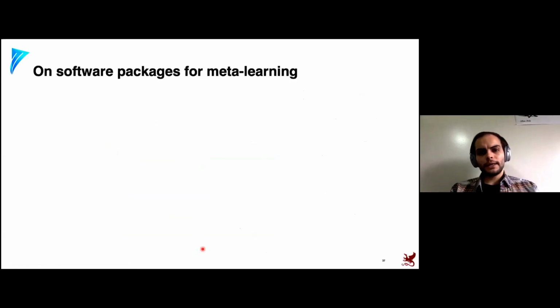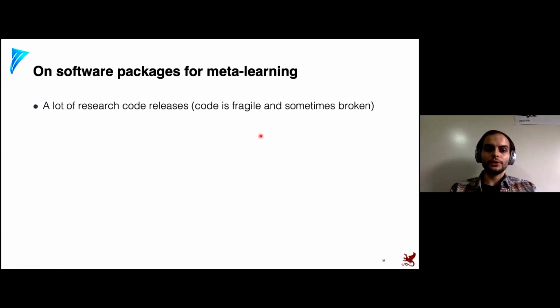Okay, so I'm gonna give you a quick note on the software packages. If you are interested in using meta learning, or you're already using meta learning, one way to start research is to look into the research code releases, right? And right now these are ubiquitous. Oftentimes a new paper comes with the code. From my own experience, code from code releases is often very fragile. Sometimes it's broken. Sometimes it works. But even if it works, it's a lot of effort to take this code and adapt it to your own problem.